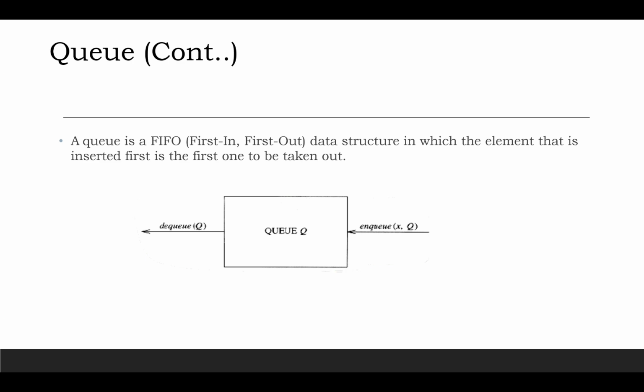It works on the concept of first in, first out. Which element enters first will be processed first. The element that is inserted first will be taken out first. Elements in the queue are added at one end, which is called the rear, and removed from the other end, which is called the front.